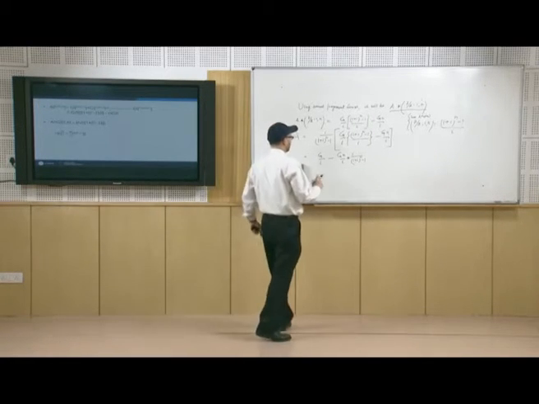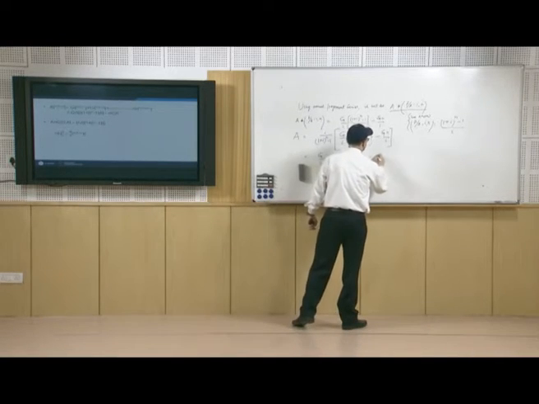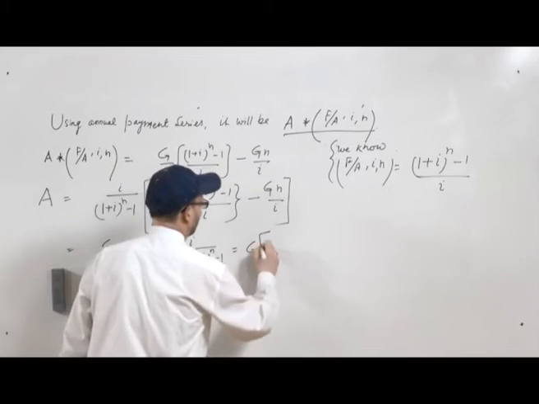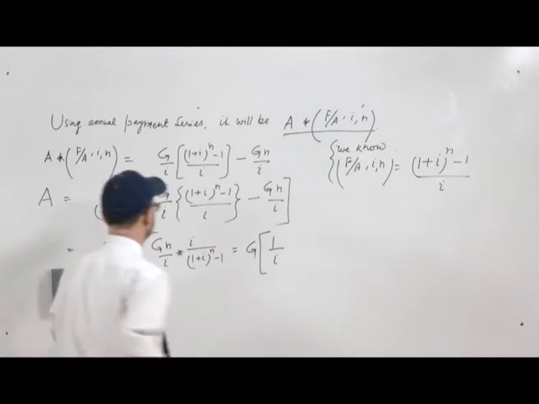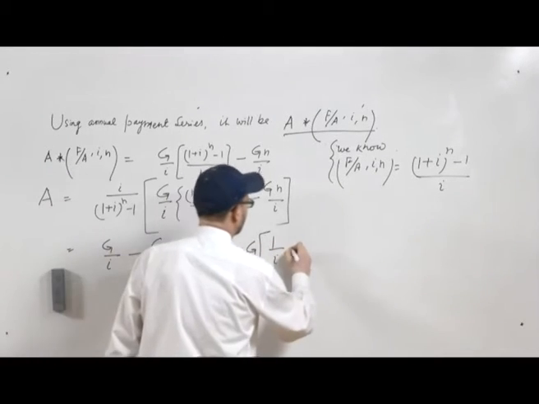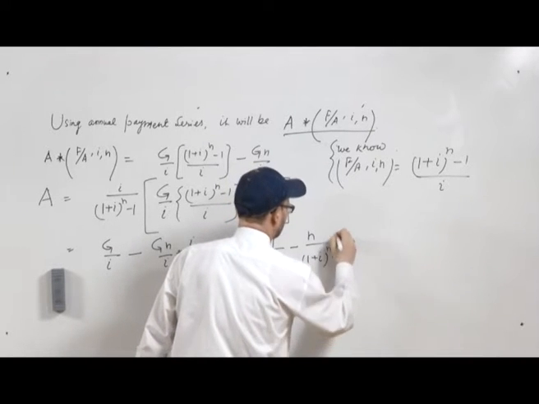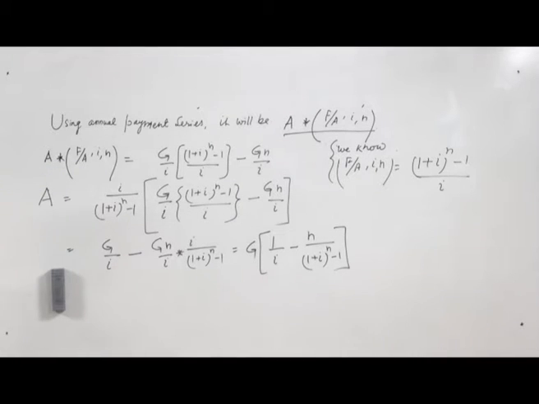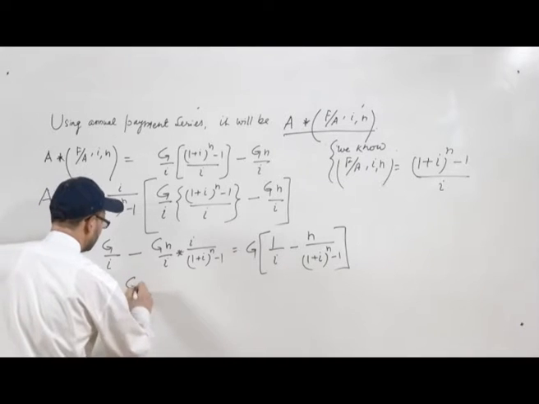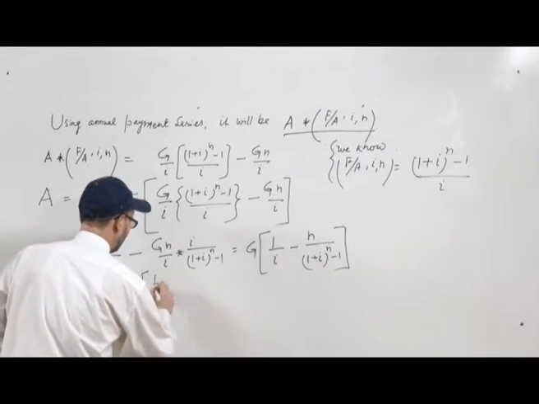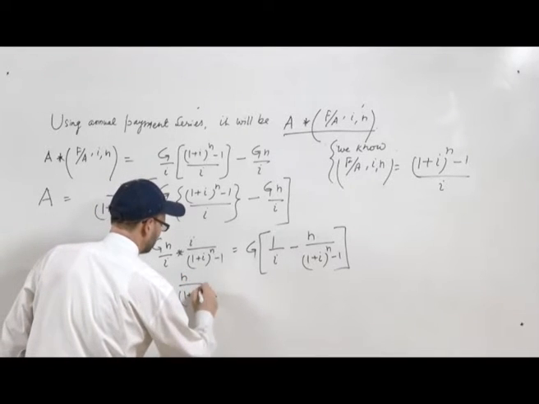So, the expression is, if you look at, you can write this as g multiplied by 1 by I minus n by 1 plus I raised to the power n minus 1. So, finally, we are getting A equal to g into 1 by I minus n by 1 plus I raised to the power n minus 1.